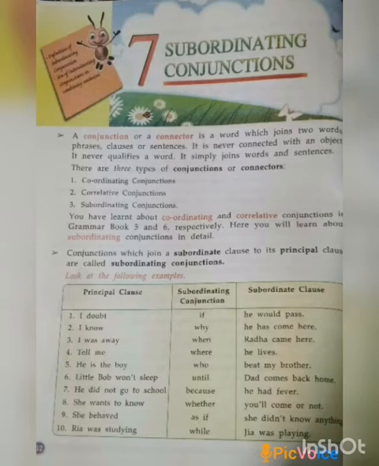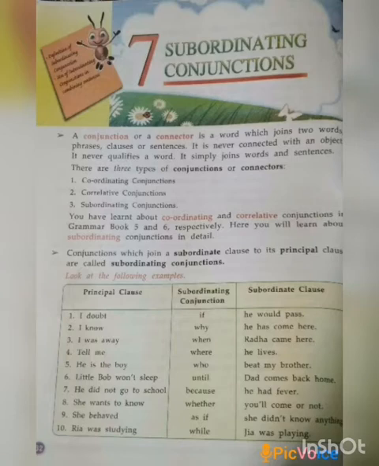Below, they have given one box. In the first column they give the principal clause, in the second the subordinating conjunction, and in the third the subordinate clause. Listen: first one, I doubt, here if is the subordinating conjunction, he would pass. In the same way, there are 10 sentences given. If you read them, you can clearly understand the examples.